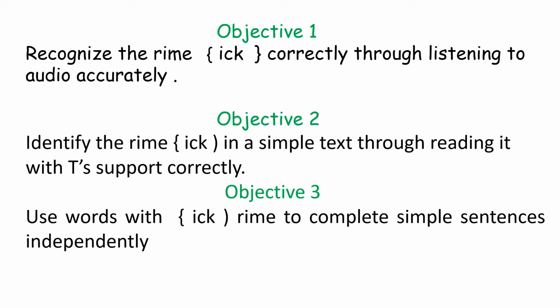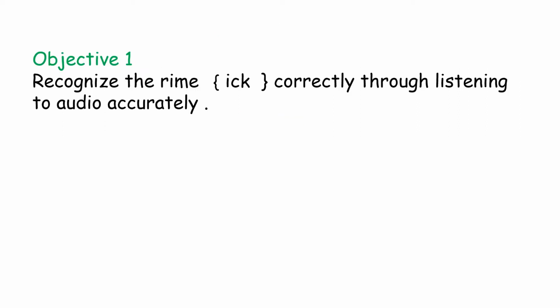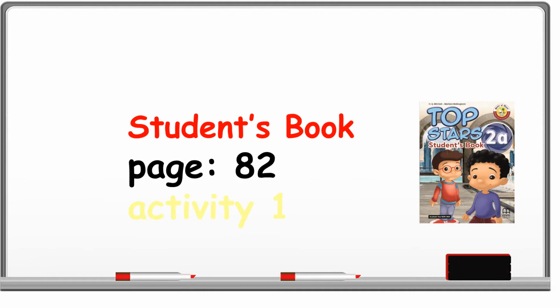Objective number 2 is to identify the rhyme I-C-K in a simple text through reading it with teacher support correctly. Objective number 3 is to use words with I-C-K rhyme to complete some simple sentences. As for objective number 1, which is to recognize the rhyme I-C-K correctly through listening to audio accurately, I want you to look at activity number 1 in your pupils book page 82.